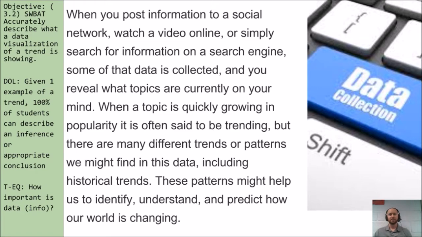When you post information to a social network, watch a video online, or simply search for information on a search engine, some of that data is collected and you reveal what topics are currently on your mind. So when a topic is quickly growing in popularity, it is often said to be trending. But there are many different trends or patterns we might find in this data, including historical trends. These patterns might help us to identify, understand, and predict how our world is changing.